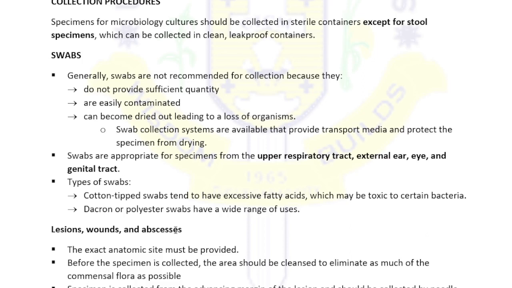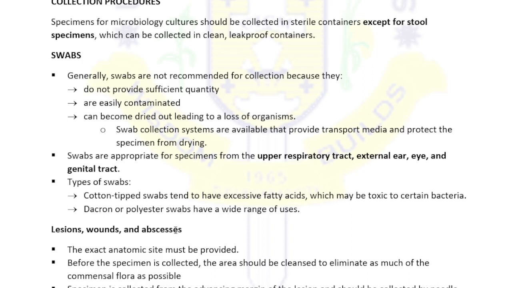How about for lesions, wounds, and abscesses? In the request of the physician or in the requisition, it must be indicated there yung location of abscess. Is it found on the left side of the body or on the right side? Like for example, abscess found in the right ear, or abscess found in the left ear, mga ganyan. Fingers, abscess in finger, and what part of finger. So those must be specified.